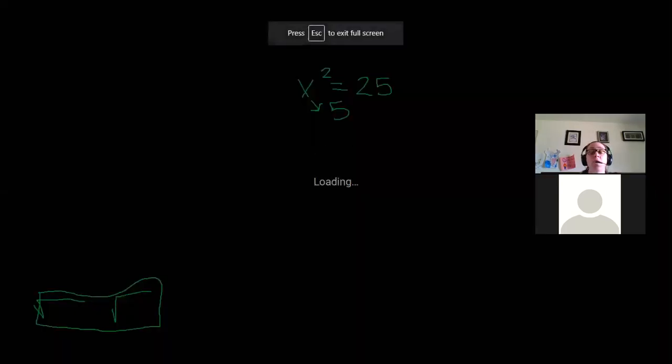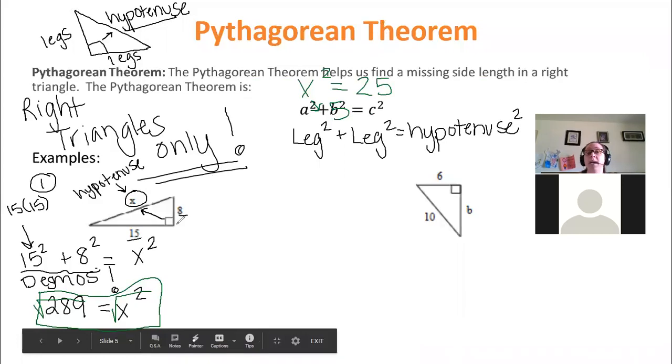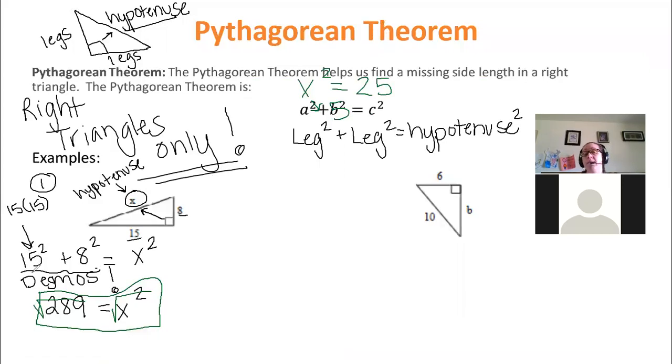So really the process that you have to do in Desmos is type in 15 squared plus 8 squared, and then square root whatever you get. And then you'll find out that the missing side is 17. Good.